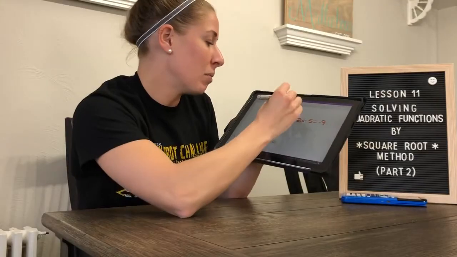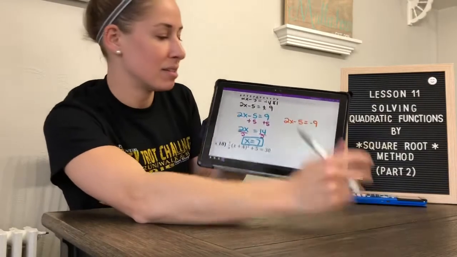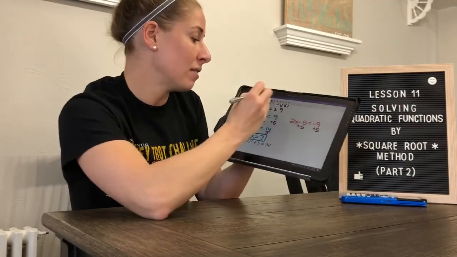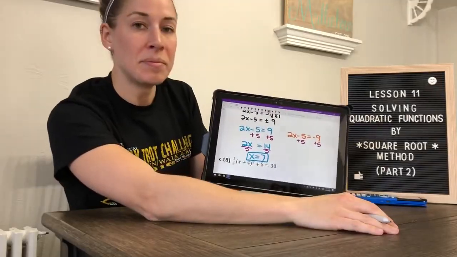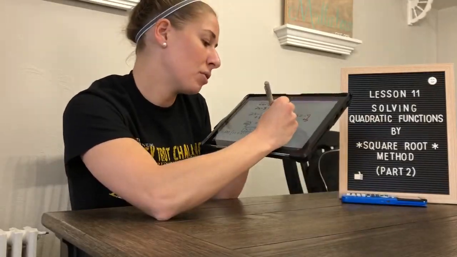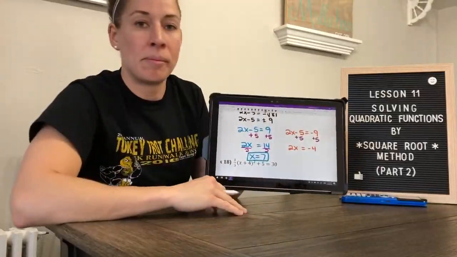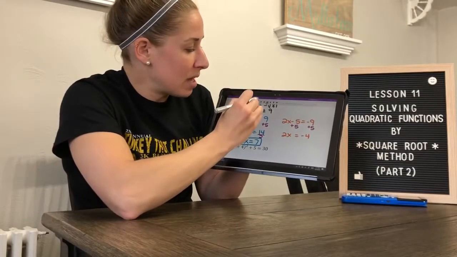And then your second one, solve for x, add 5 to both sides. So a negative 9 plus 5 is negative 4. So you have 2x equals negative 4. And then divide both sides by 2.